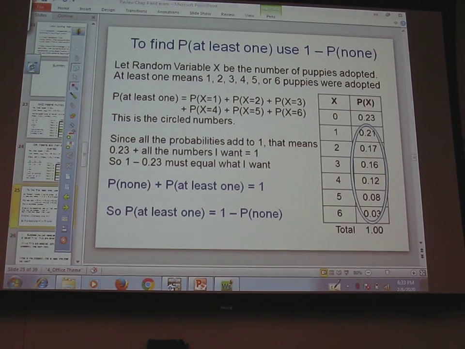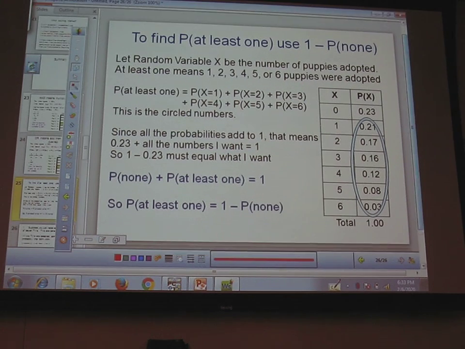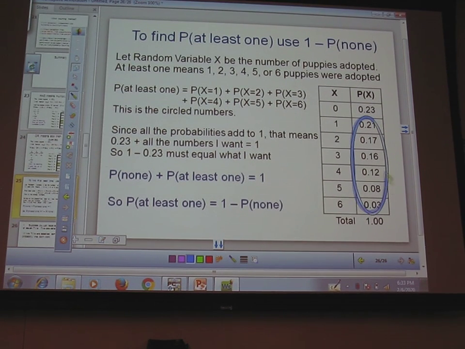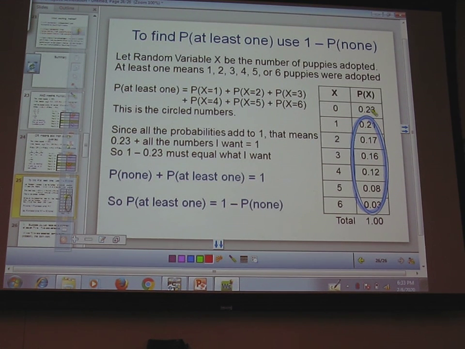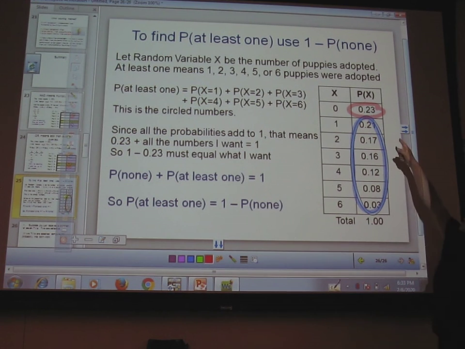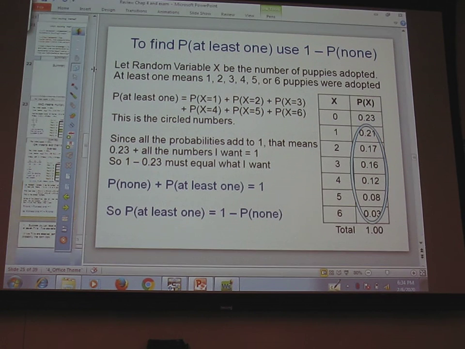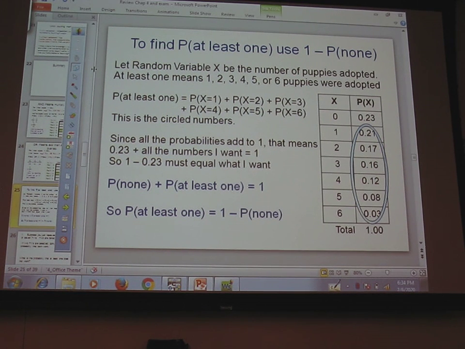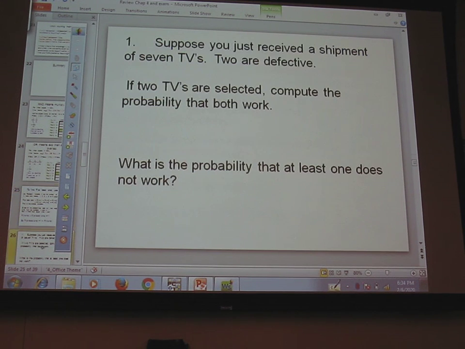To find the probability of at least 1: instead of finding all of those and adding them up, it's much easier to find the none case and subtract from 1, because if I add up all of these, they're going to add up to 1 or 100%. So just remember that at least 1 is the complement of none. Either I have at least 1 sibling, or I have no siblings. I know, bad English, just roll with it.